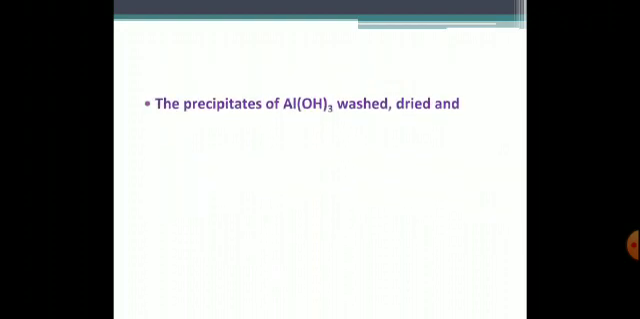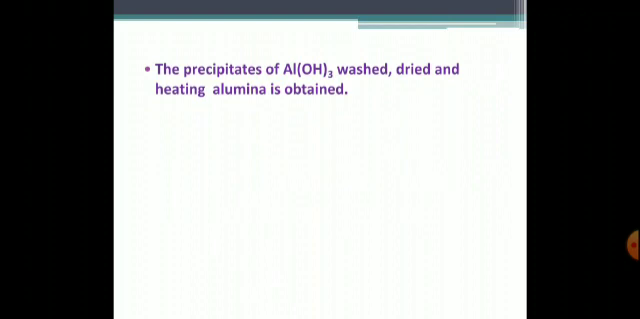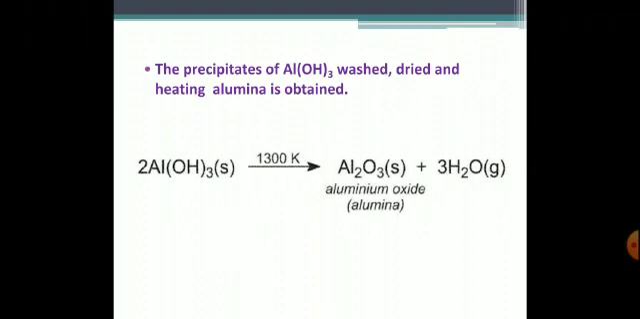The third step in the Bayer process is that the precipitate of aluminium hydroxide is washed repeatedly and dried, and it is heated up to 1000 degrees Celsius. The aluminium hydroxide is converted into pure alumina. In this process, we get nearly 99.5% pure alumina.